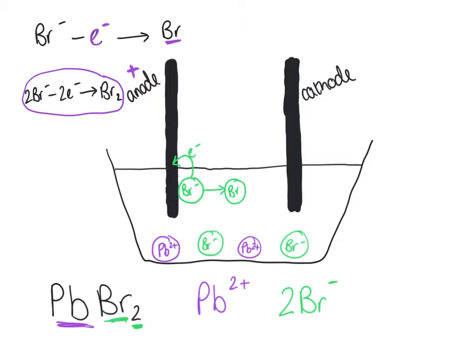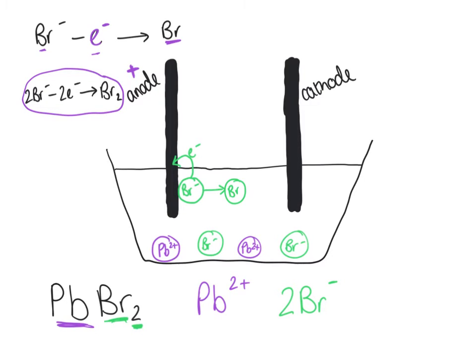Yes, ultimately I have a bromide ion losing an electron to give me a bromine atom. But we know that bromine's not happy on its own. It likes to form diatomic molecules. So I need 2 bromide ions losing 1 electron each, so that's a total of 2 electrons lost, to give me a bromine molecule, a diatomic bromine molecule. And that half equation is what you need to know, and it's what we'll be writing into our notes in just a second.